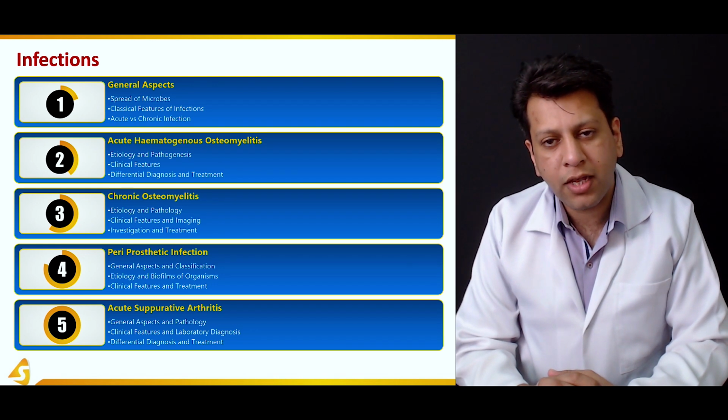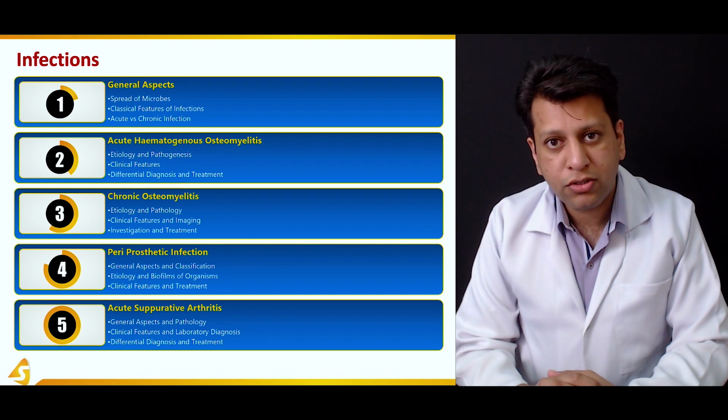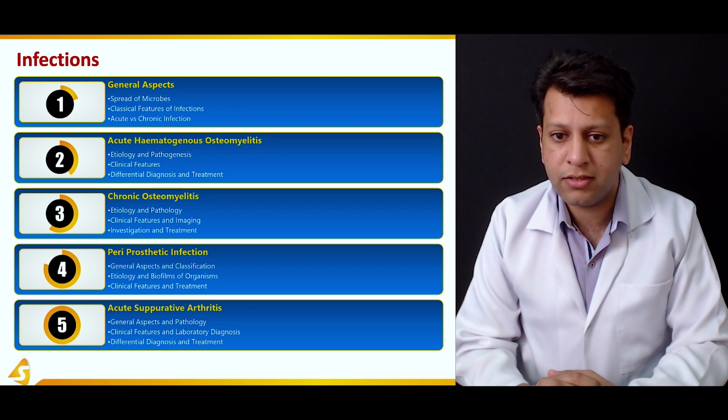In the third subsection, we'll be going through chronic osteomyelitis, its etiology and pathology, clinical features and imaging which is required to rule out chronic osteomyelitis, and then investigations and treatment of chronic osteomyelitis.